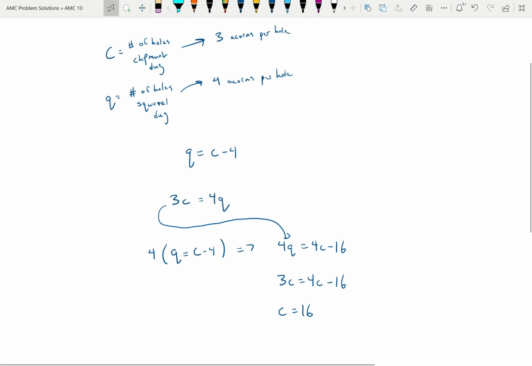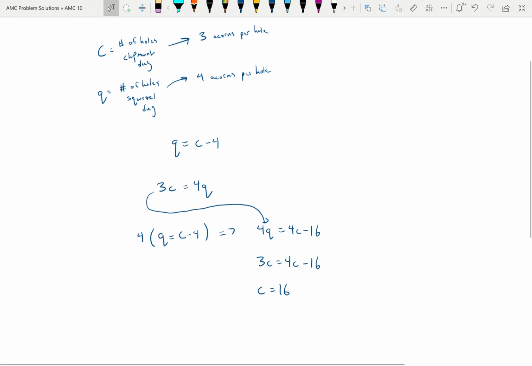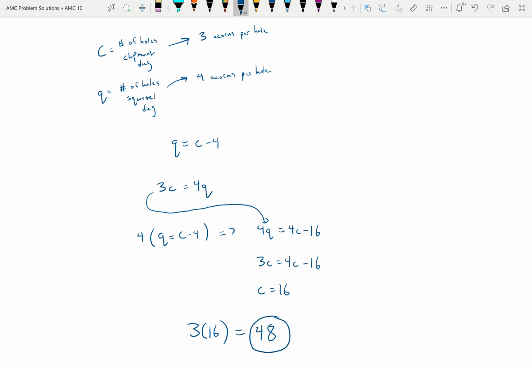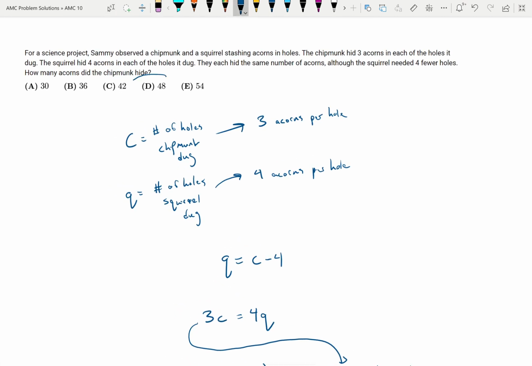So that tells us the number of holes the chipmunk dug, but we want to find the number of acorns the chipmunk hid. So the number of acorns the chipmunk hid, since it stashed 3 acorns per hole, is going to be 3 times 16, which is 48. So therefore the answer is choice D.